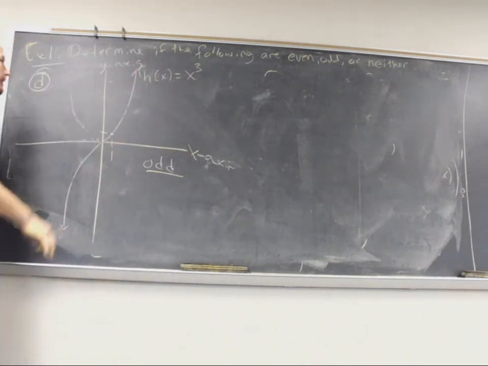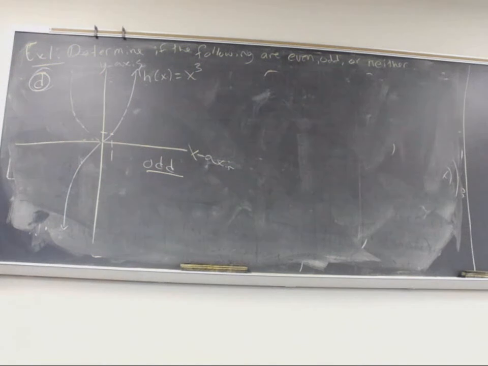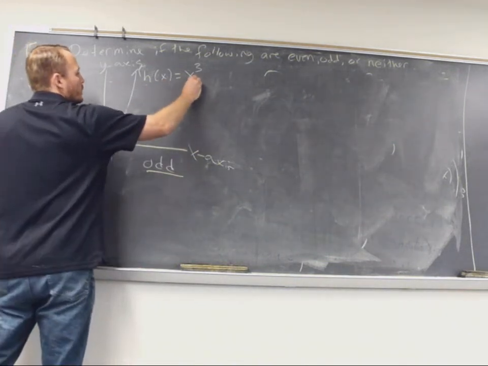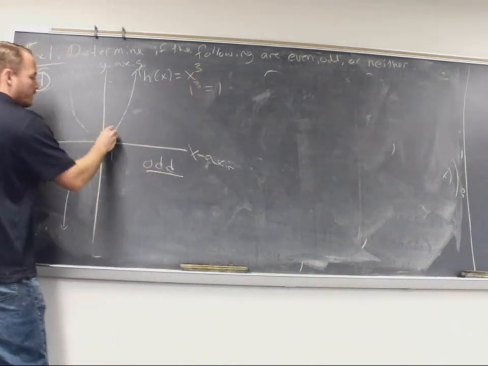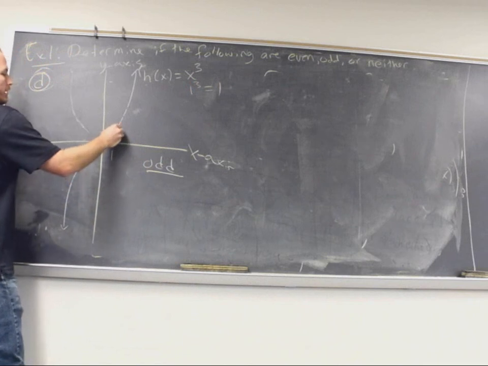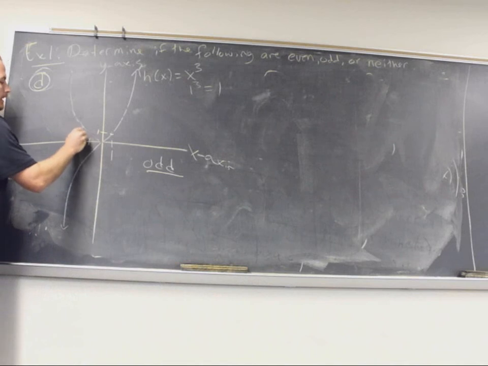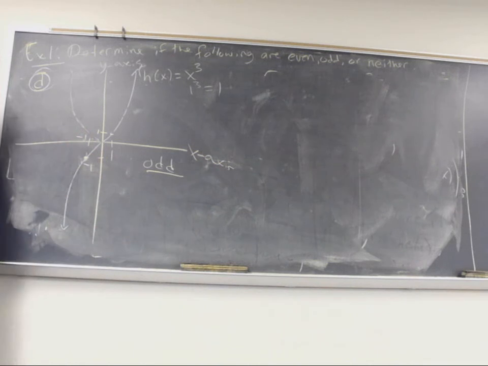Gotta get in the habit of labeling everything. So the graph is h of x equals x cubed. If I were to plug 1 into this function, 1 cubed is just 1. So that gives me the value of 1 right there for y. Now let's say I plug in negative 1. That gives me this value here, which is negative 1.